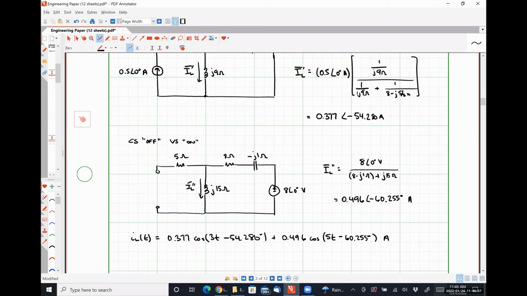They still have 2 different angular frequencies, right? So how does 0.377 e to the j 3t minus 54.280 plus 0.496 e to the j 5t, et cetera, how do those add? They still don't, right? When we multiply exponential functions together, then we get to add the exponents. But since we're adding exponential functions, we're stuck. This is as simple as it's going to be.